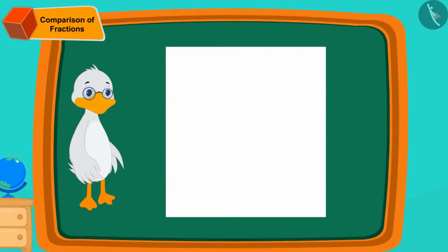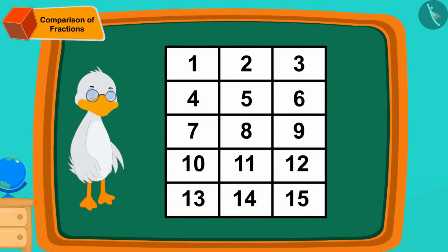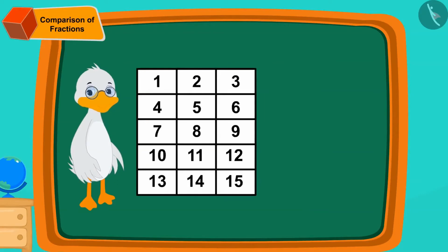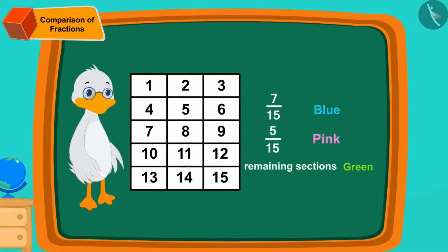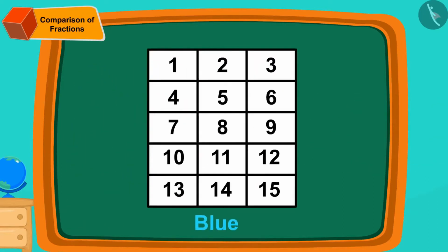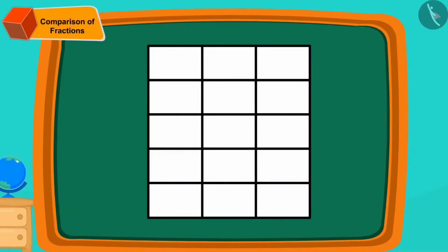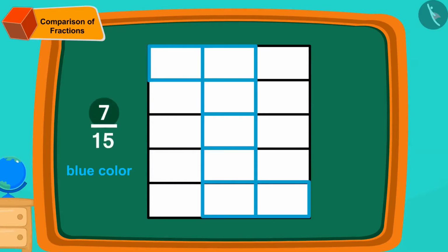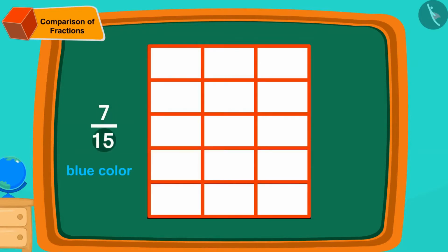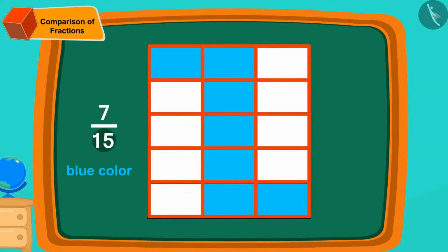Then Uncle showed a white cloth with 15 sections like this. Can you fill color in this cloth according to Chanda's design? Let us first fill the blue color of Chanda's design. Chanda needs blue color in 7/15th section. In other words, 7 out of 15 sections have blue color. We can fill it in this way.